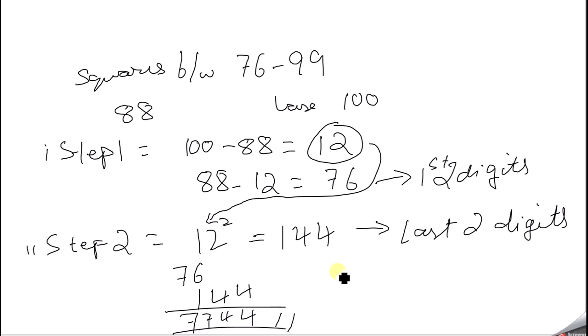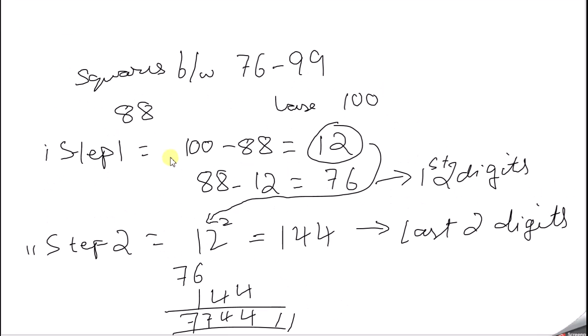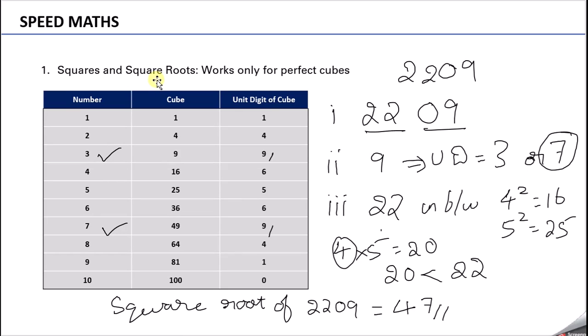Got it? So these are the two methods of finding the square. You have one for squares between 26 and 75, and one for squares between 76 and 99. And also we looked at how to find square roots previously. That's all on squares and square roots.